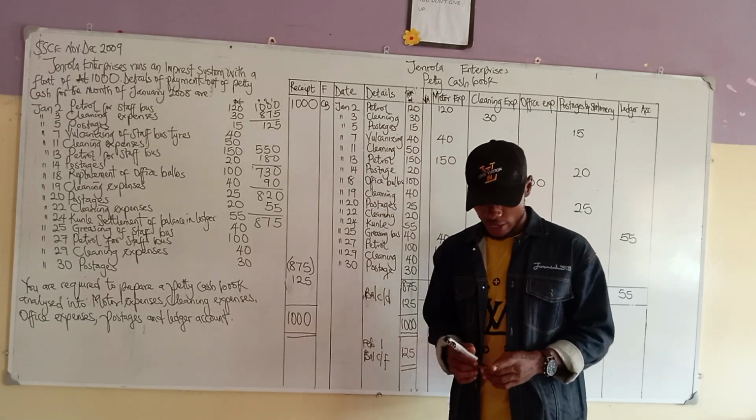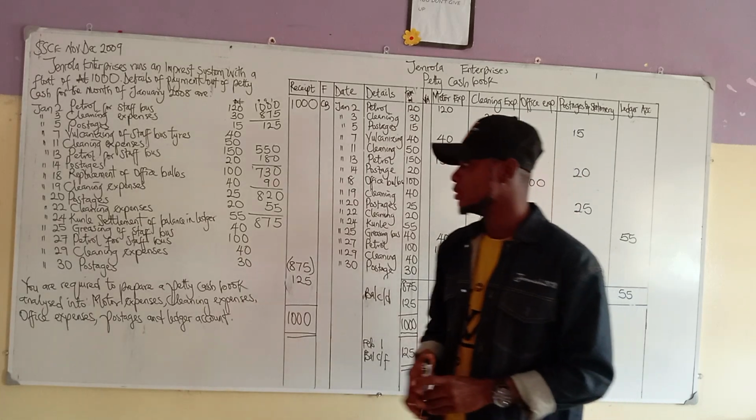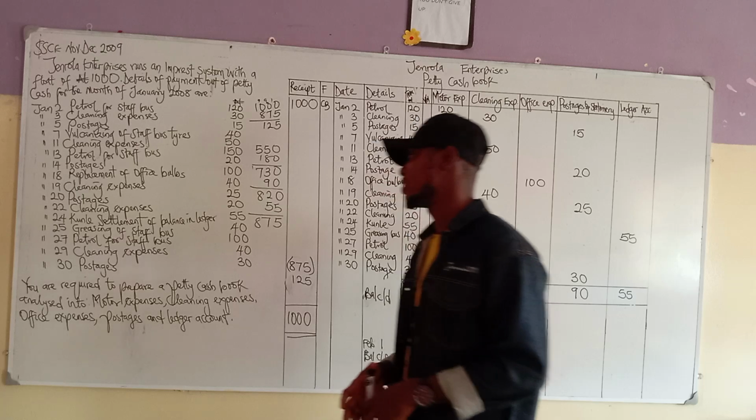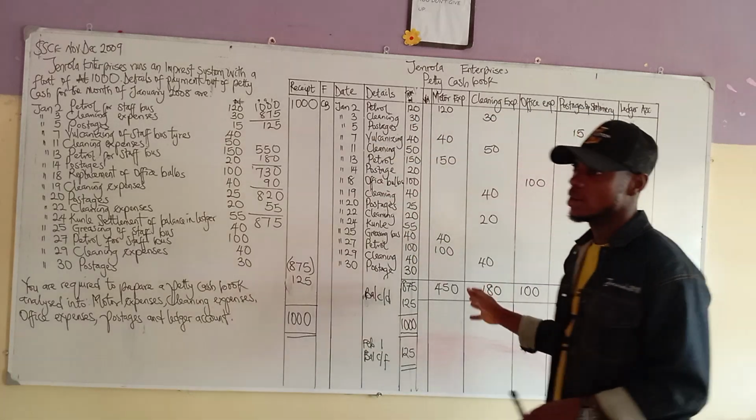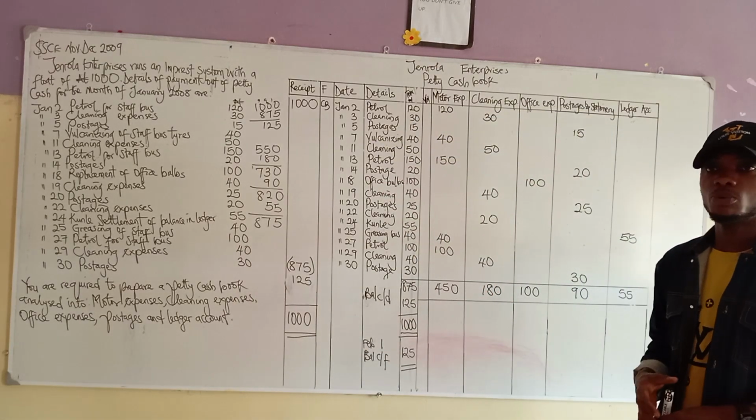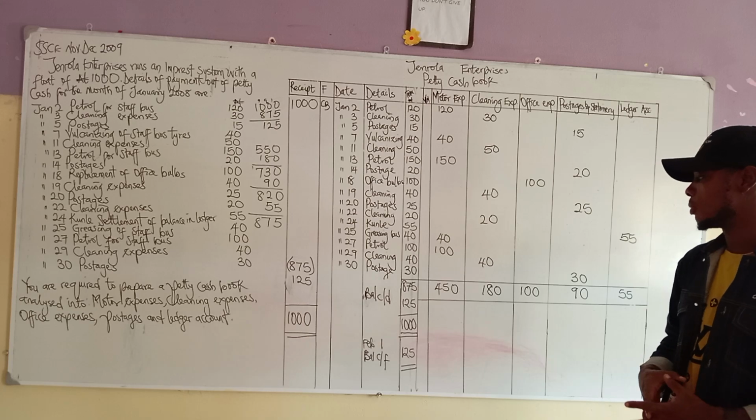All you just need to do when giving a question for you to enter into the Imprest system is to just follow these simple calculations, this simple posting, and you will get your sum correct.